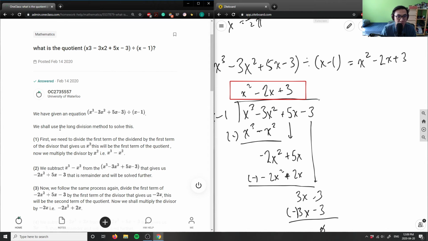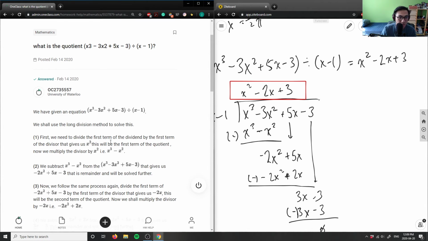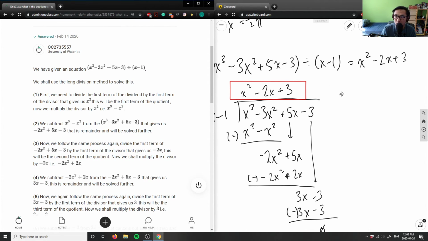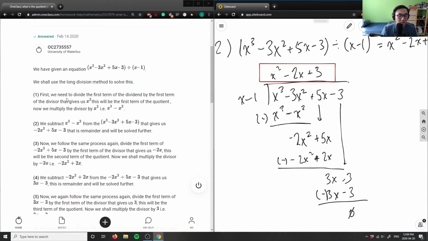Let's verify the solution. We use long division, so it's good. They don't show you the long division here, but I'm pretty sure they're fine with it. First, we need to divide the first term, which gives x squared, that's good. So you get x cubed minus x squared, good. You subtract that from this, you get negative 2x squared plus 5x, that's good. Minus 3 is the remainder, but we solve further. Then you get negative 2x, good.